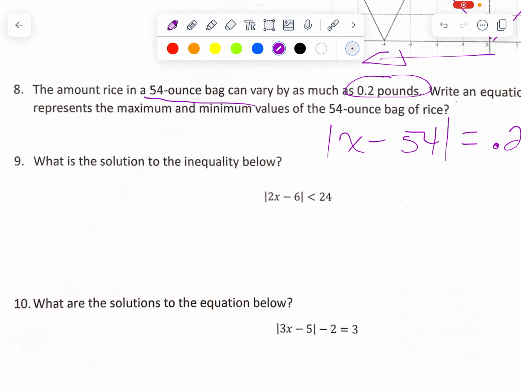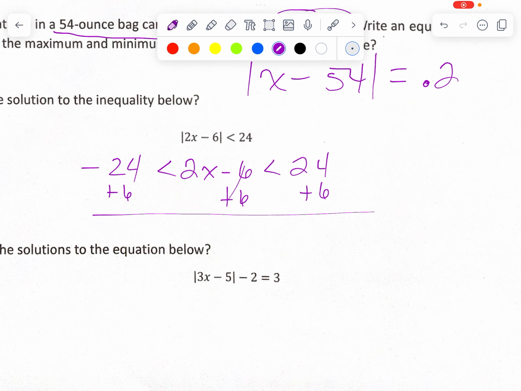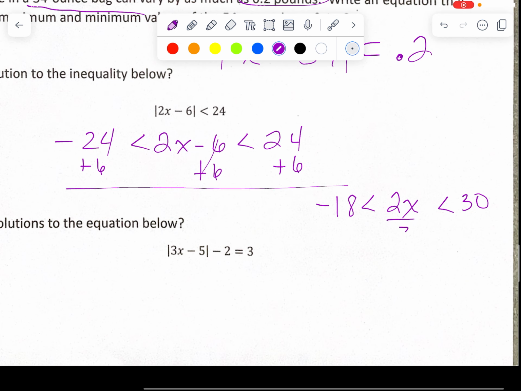Number 9, what is the solution? The house is by itself, so we drop the house. So we do 24, make your symbol going in the same direction. Add 6, add 6, add 6. We're going to have negative 18, 2x, and then 30. Divide by 2, divide by 2, divide by 2. So we have negative 9 is less than x is less than 15.